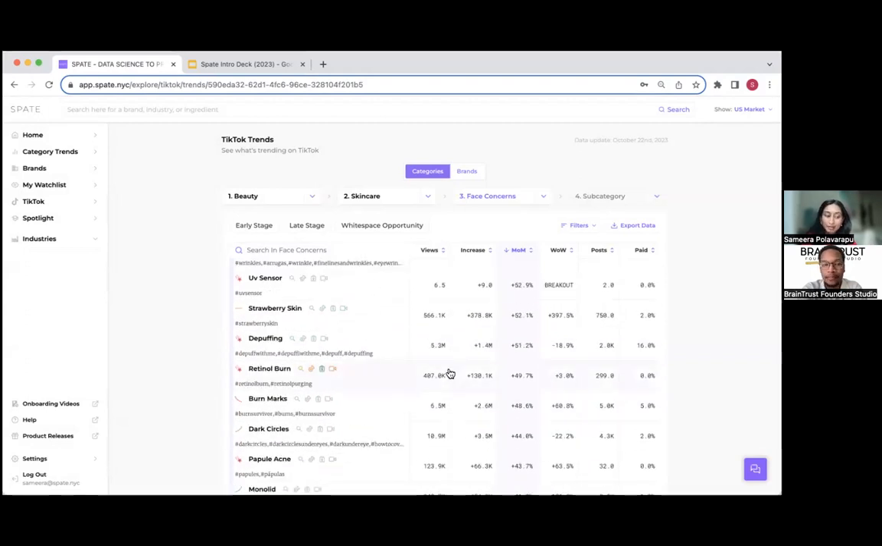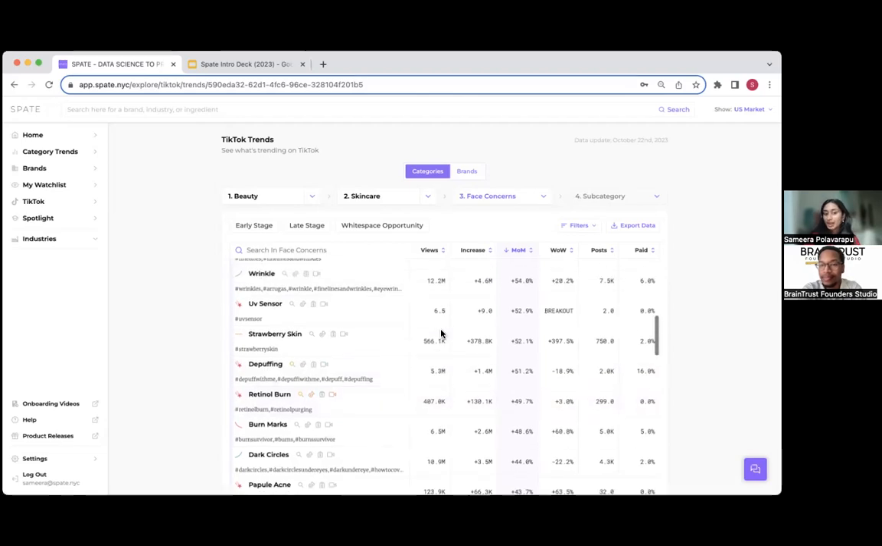The methodology here at Spate is essentially that we have one team focused on scraping the internet. We like to call them our little robots, that scrape the internet and get as much data as possible. Then we have a human team that is very much hands-on. Their job is to look through every trend and make sure that it's relevant and useful.